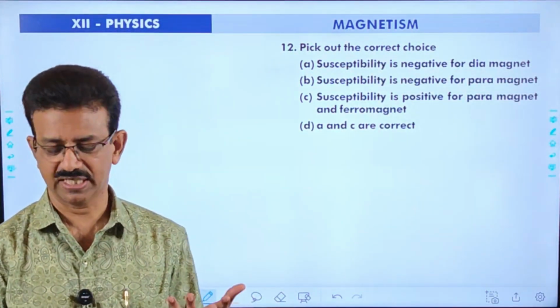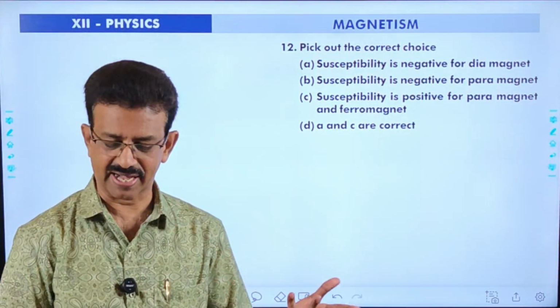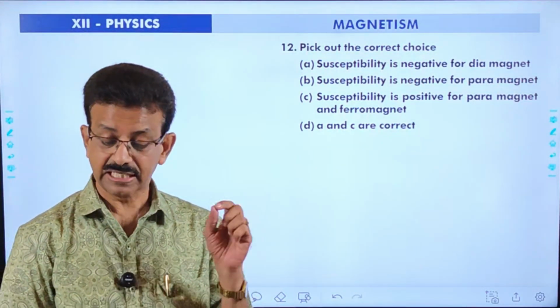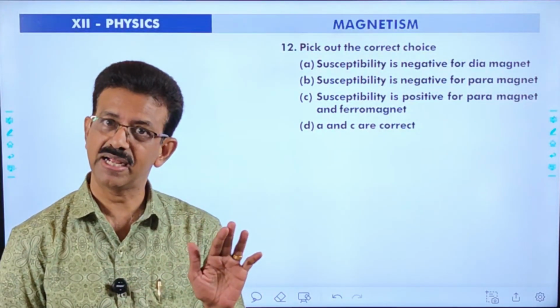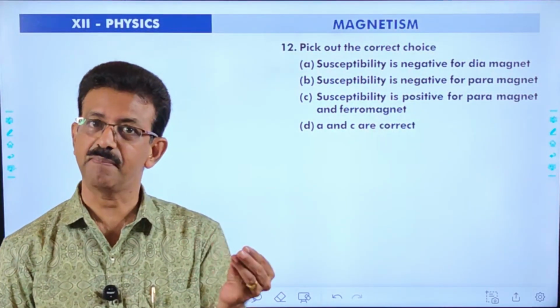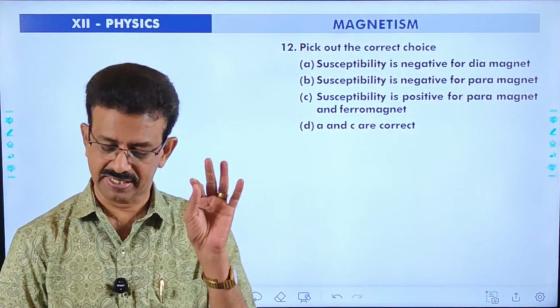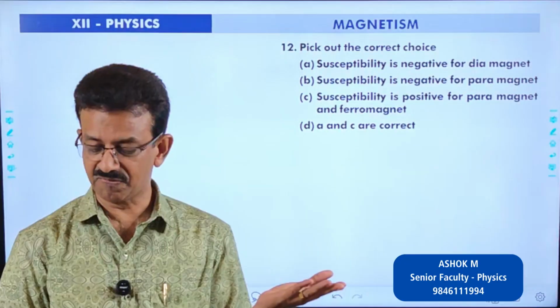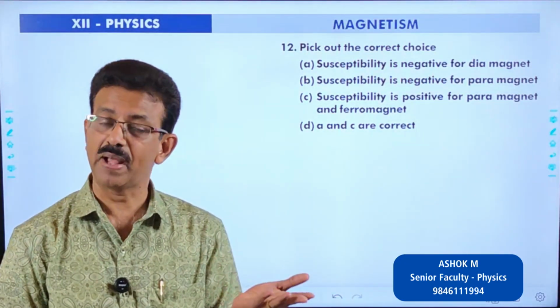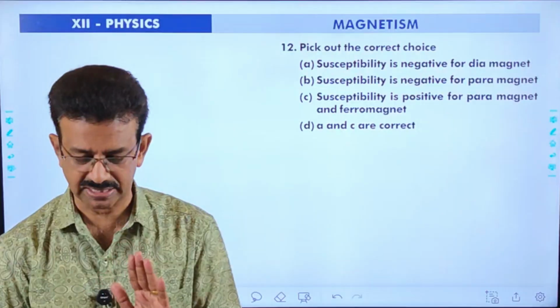Again, some theory questions about dia, para and ferromagnetic material. Pick out the correct choice. That's the question. Susceptibility is negative for diamagnet. For a diamagnet, it will be feebly repelled away from a region of magnetization and susceptibility is negative. Then B choice, susceptibility is negative for a paramagnet. No, for paramagnet and for ferromagnet, susceptibility is positive.